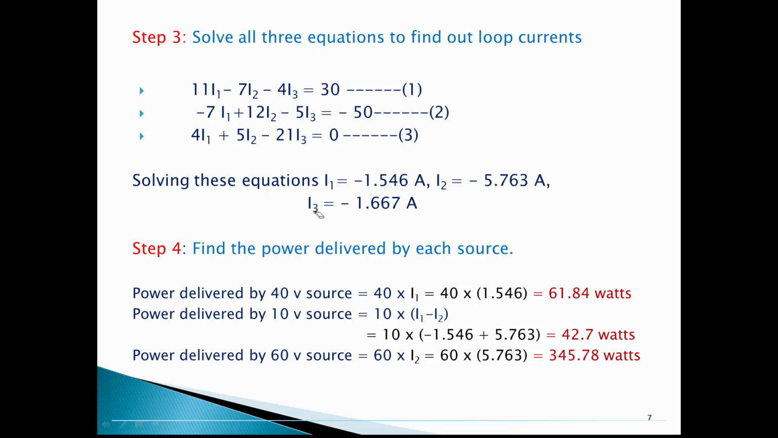But notice one thing: in all three cases I have used the magnitude of current, I haven't considered sign. So 40 times the magnitude of I1 alone, 1.546. Likewise, in the third case, 60 times I2, I only considered the magnitude of current. But for the power delivered by the 10 volt source, I have chosen I1 minus I2. That means I have to substitute properly the values of I1 as well as I2. Then you find the net result. That gives the proper answer of 42.7 watts.